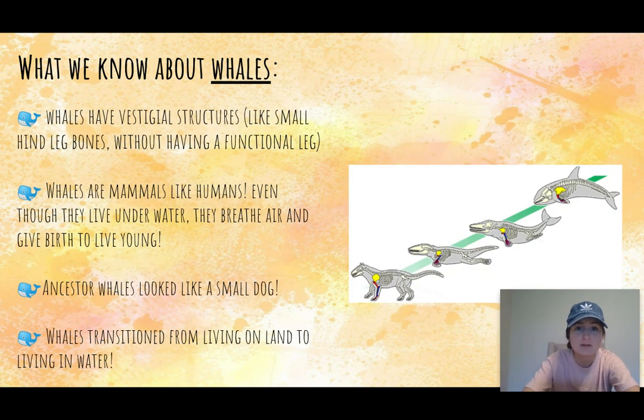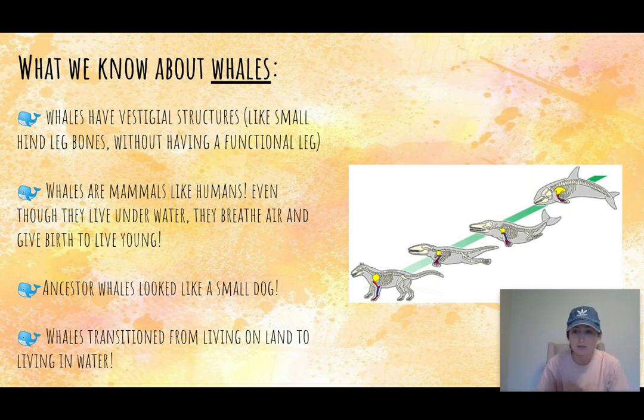What we know about whales is that whales have this new vocab word, vestigial structures, like small hind leg bones without actually having a functional hind leg. So that provided evidence that maybe at one point that whale had hind legs, because why would a whale have a little hind leg bone if they don't even have legs? So that's pretty cool to show that transition over time.